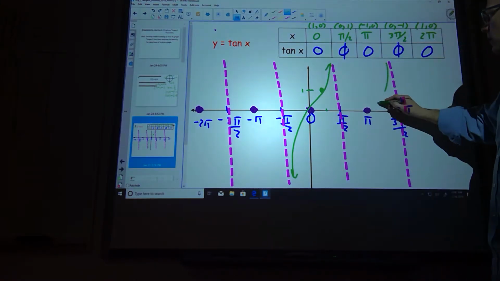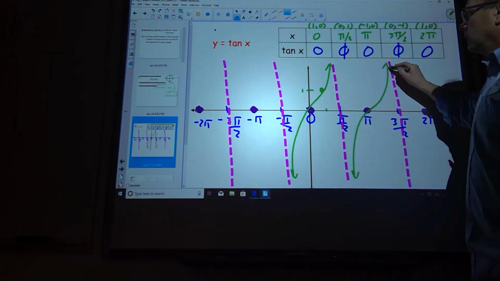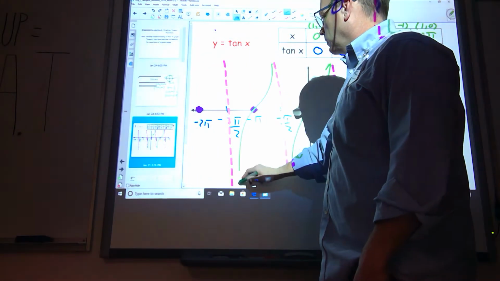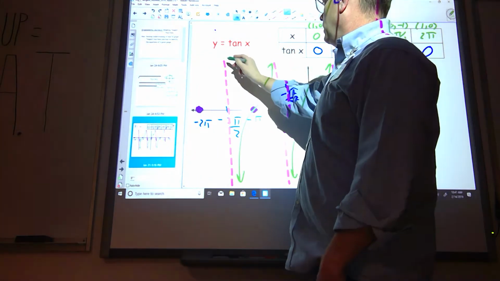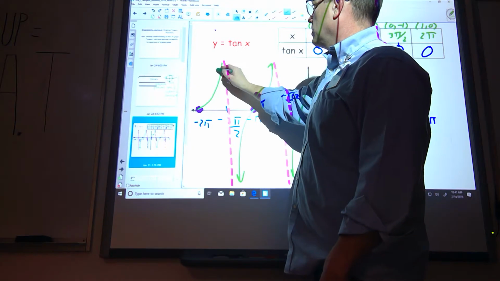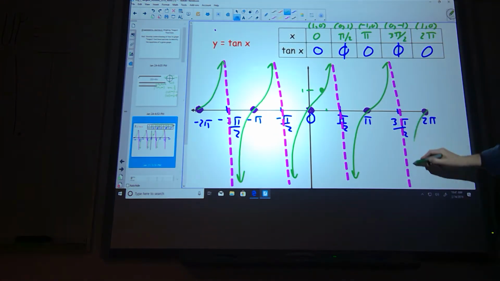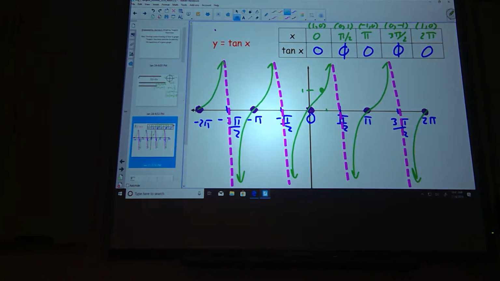And then it does it here. And then it does it here. And then it's like, well, how do you draw this over here? Well, that's doing that. And then that's doing that. Yeah, an asymptote is a definite restriction. It can't equal that because it's dividing by 0.